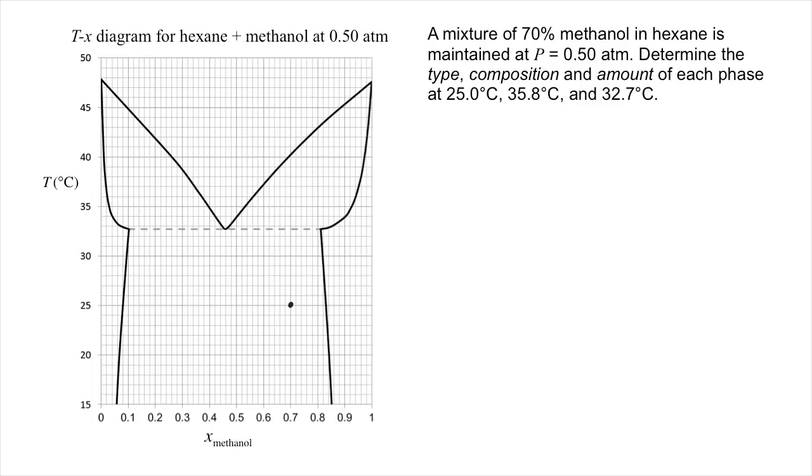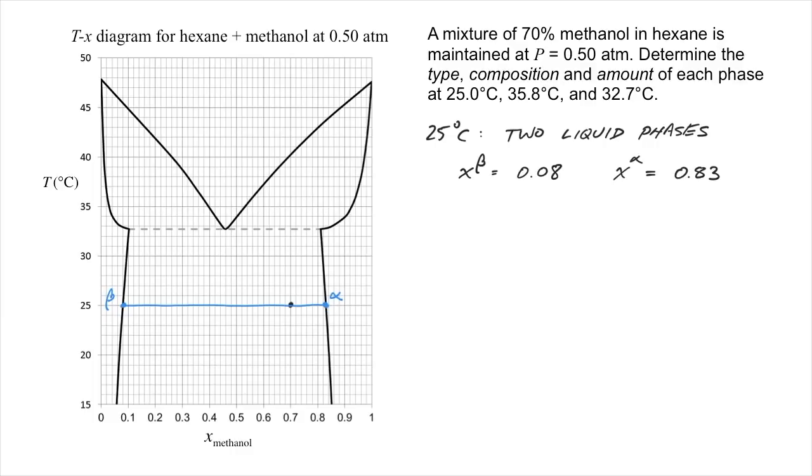Starting with T equals 25.0 degrees C, an overall mole fraction of 0.7 sits in the middle of the two-phase liquid-liquid region. Drawing a tie line, we see that we'll have a hexane-rich liquid, beta, with x equals 0.08, and a methanol-rich liquid, alpha, with x equals 0.83.